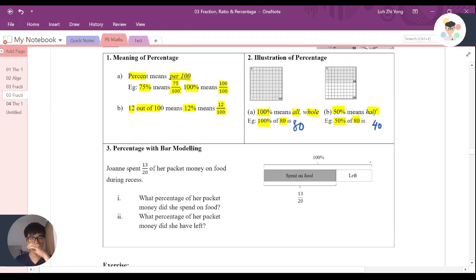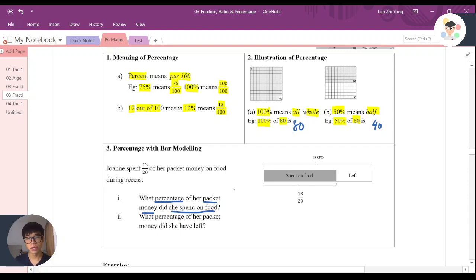Now, sometimes you can understand percentage with bar modeling also. For example, Joanne spent 13 over 20 of her pocket money on food during recess. So she spent 13 over 20 and was left with a certain amount, okay? And I know that the total will be the whole 100%. So now the question asks, what percentage of her pocket money did she spend on food?